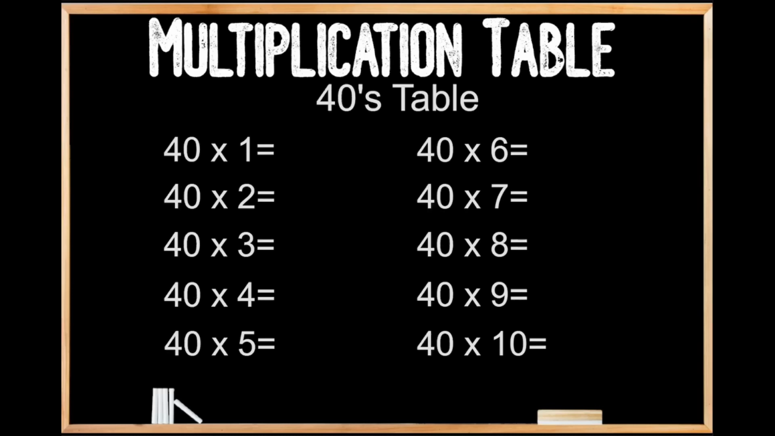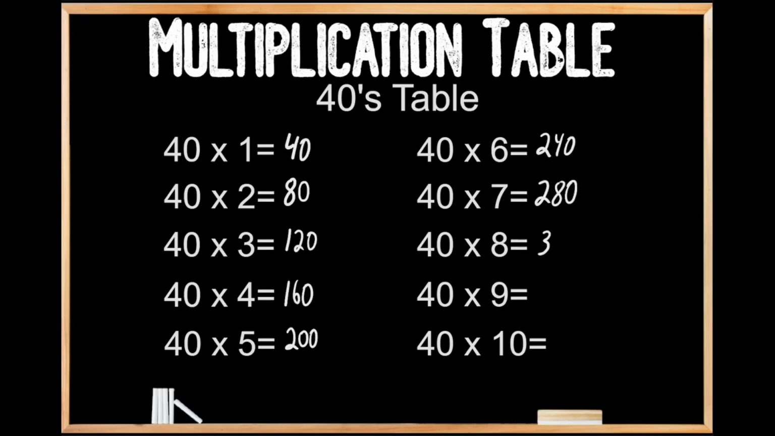40's table. 40 times 1 is 40. 40 times 2 is 80. 40 times 3 is 120. 40 times 4 is 160. 40 times 5 is 200. 40 times 6 is 240. 40 times 7 is 280. 40 times 8 is 320. 40 times 9 is 360. And 40 times 10 is 400.